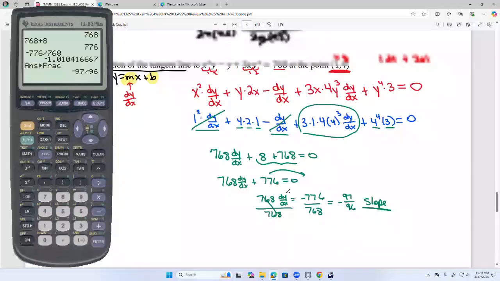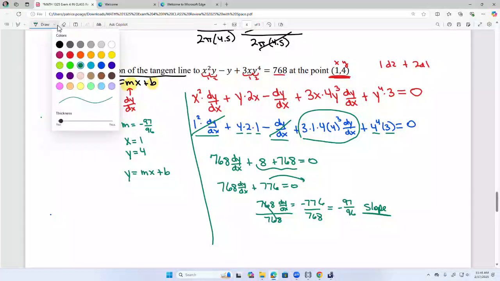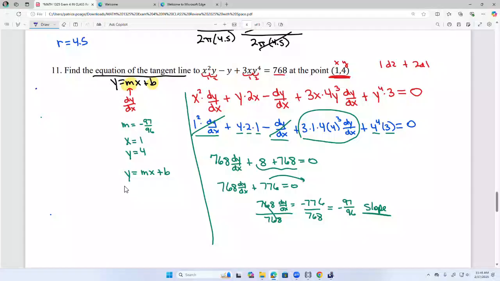And so what I'm going to do is take my slope, which is negative 97 over 96, and the x value they gave me, which is 1, and the y value they gave me, which is 4, and put all of them into my equation of a line, y equals mx plus b, and solve for my b value. So plugging these in, 4 equals negative 97 over 96 times 1 plus b. So 4 equals negative 97 over 96 plus b.